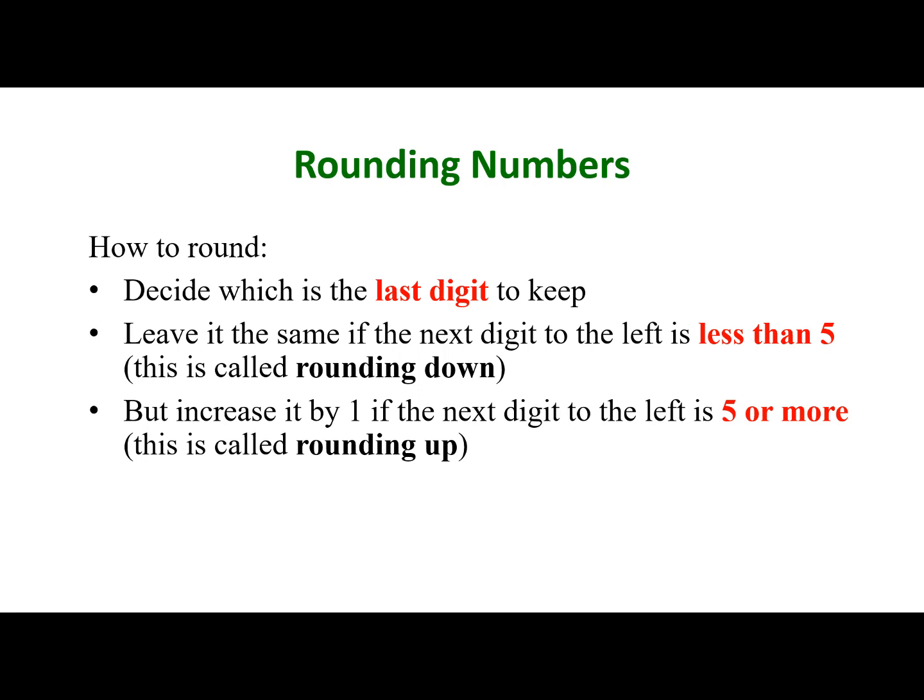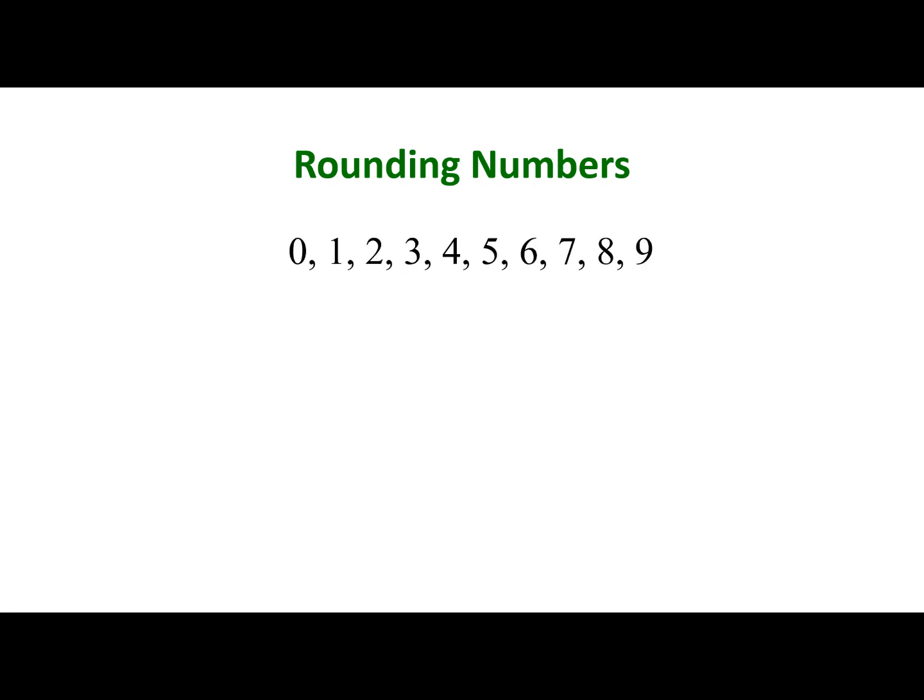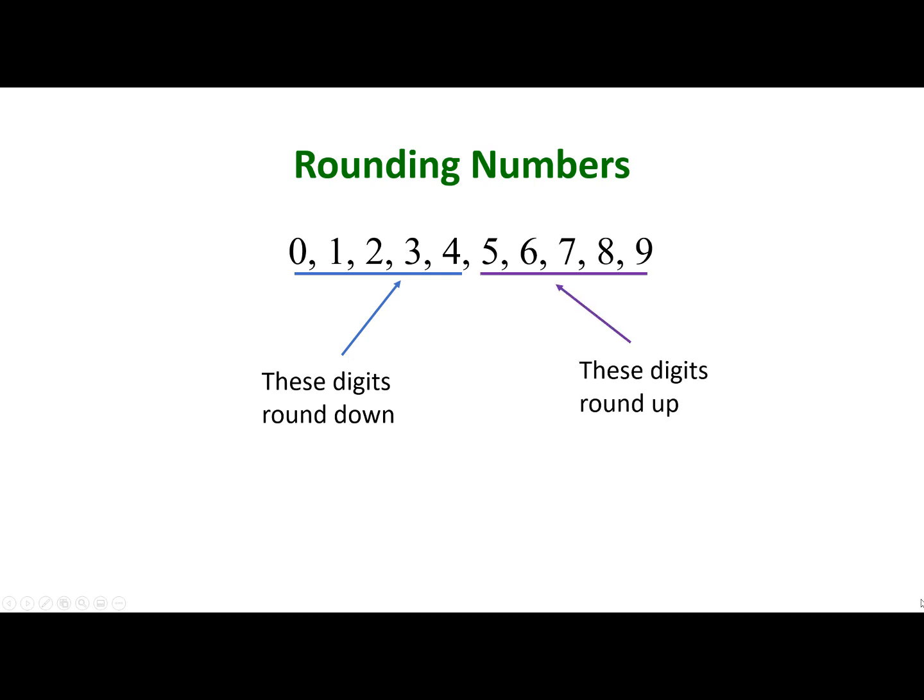So why do we use 5 as a cutoff point to round up, and if it's less than 5 to round down? Let's look at our possible choices. In a certain place value, the digit can be 0, 1, 2, 3, 4, 5, 6, 7, 8, or 9. Well, for the digits 0, 1, 2, 3, 4, these values would round down, and there's 5 of them. The other 5 values that are left, 5, 6, 7, 8, 9, those are the values which we round up. So you have 5 digits that round down, and you have 5 digits that round up.